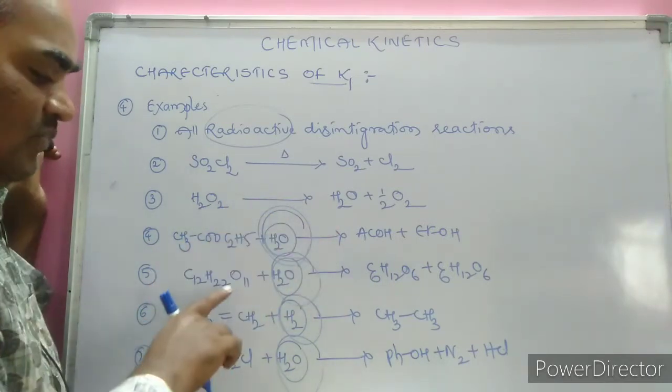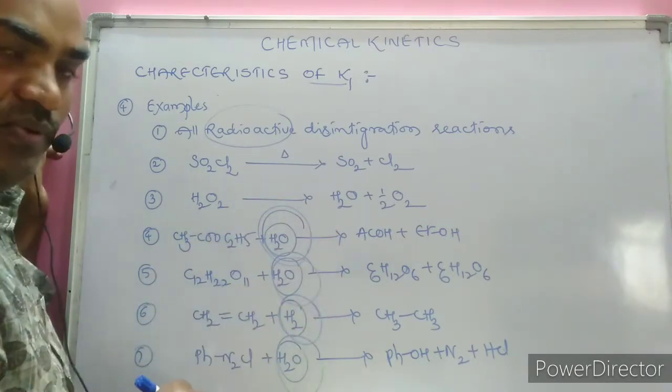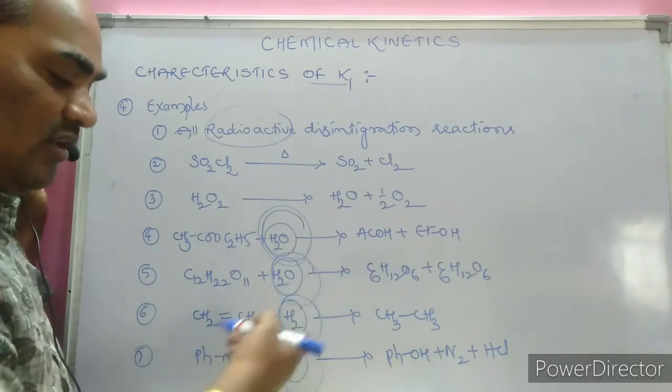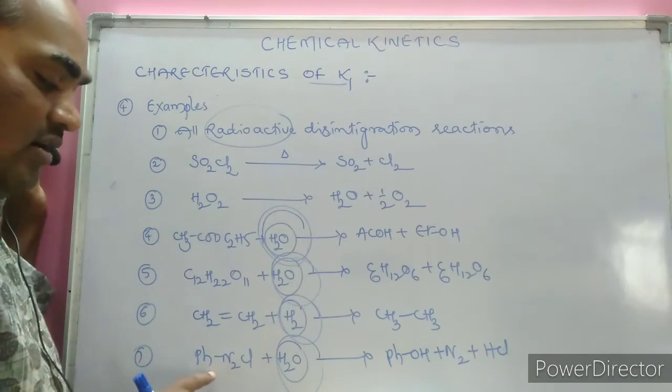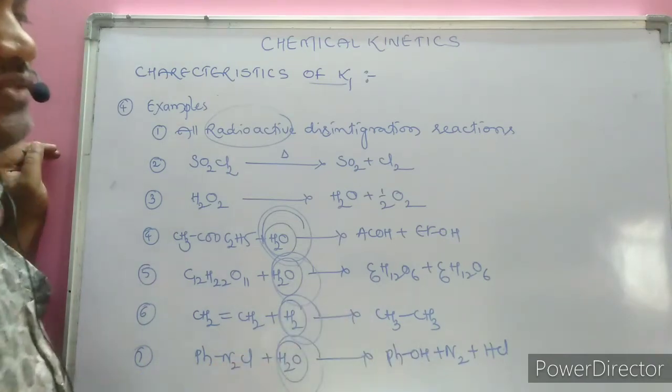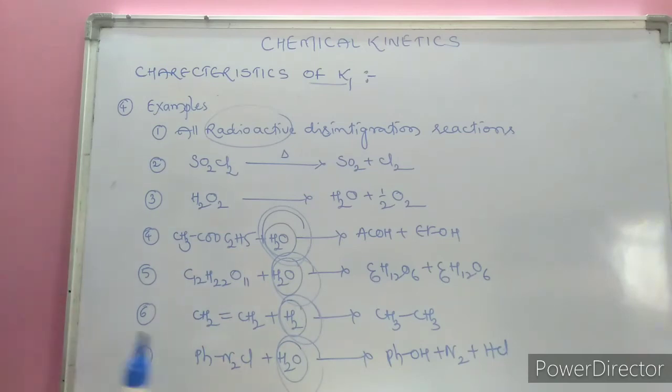Hydrolysis of the ester, next hydrolysis of sucrose, hydrogenation of ethylene in presence of nickel, platinum, palladium (Sabatier-Senderens reaction), and the hydrolysis of benzene diazonium salt, which forms phenol and nitrogen gas. All are important examples.